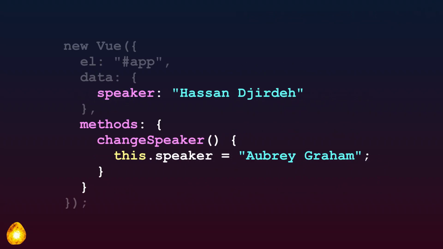Let's talk about another property, methods. Methods are simply functions that run when explicitly called. So for example, if we needed some method to change the speaker, if somebody's getting tired of myself and I don't blame them, we can have a changeSpeaker method that simply accesses the speaker data property of the instance and changes its value. It says this.speaker. This is a reference to where the code is being written, and in this case, it's a reference to the instance itself. And we're changing it to another value, probably called, let's say, Aubrey Graham.